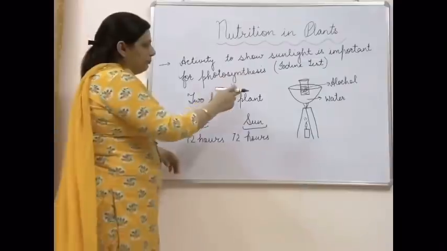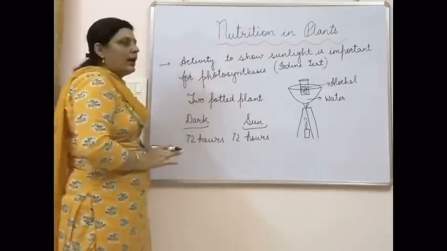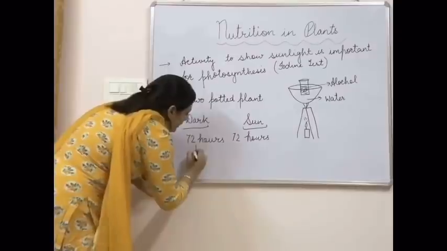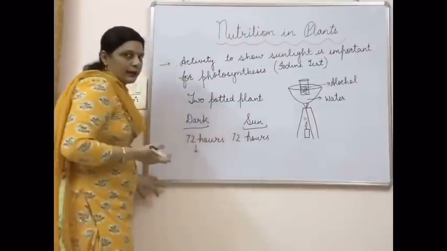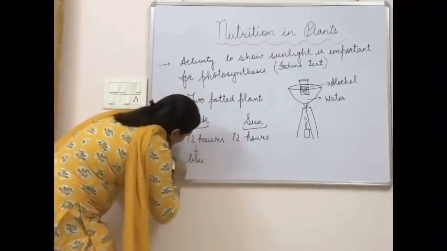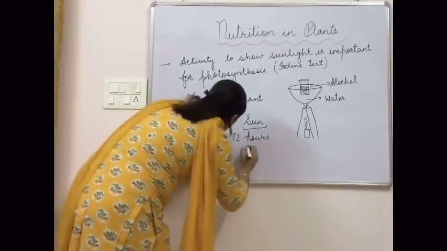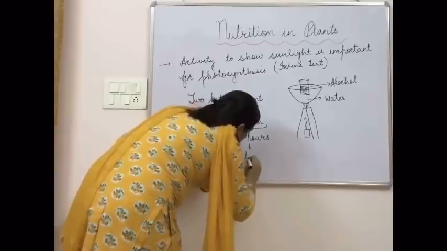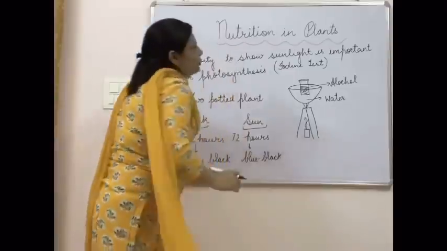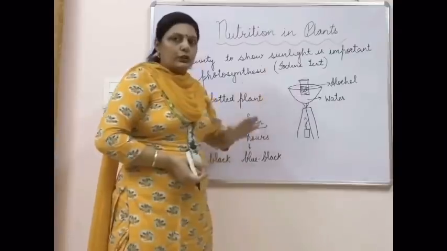Now both the leaves you have taken from this plant and this plant, they are to be decolorized, and then you will perform iodine test. You will notice that in the leaf which we have taken from the darkness, which was kept for 72 hours, there will be no blue-black color. No blue-black color in this case, and this leaf will show the presence of blue-black color on putting a drop of iodine solution on the leaf after taking out from this alcohol and then washing it with water.